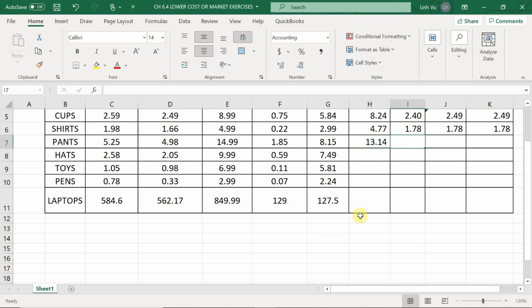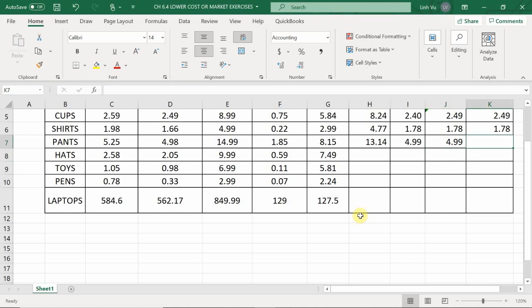$13.14. Good. What is going to be my floor? $4.99. Okay. So let's compare. Okay, we got $4.98, $4.99, and $13.14. $4.99. Yes. See, something like that could be really tricky, right?